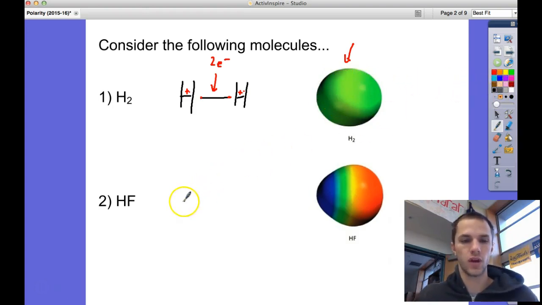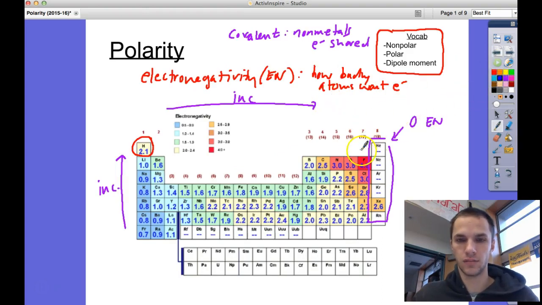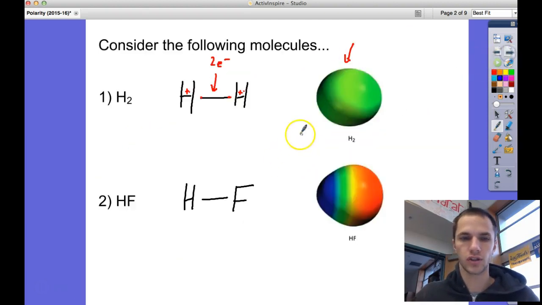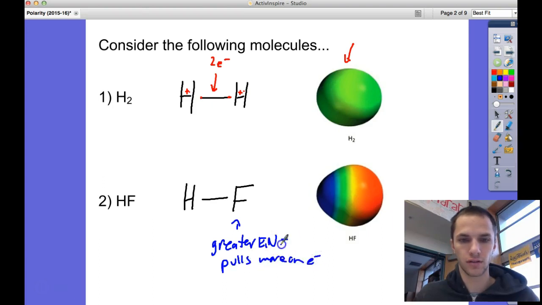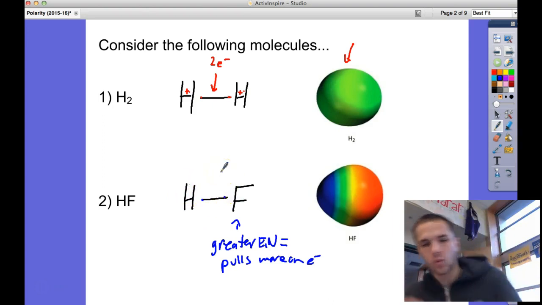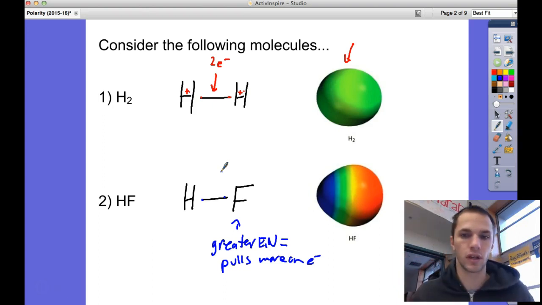On the other hand, if we had a molecule like HF, hydrofluoric acid, we see that fluorine has an electronegativity of 4 compared to hydrogen's 2.1. So as a result, fluorine has a greater electronegativity, which means that it pulls more on electrons. So these two electrons that form this bond here are not equally shared between hydrogen and fluorine. They're getting pulled more towards one side, towards one atom, in this case the more electronegative atom.